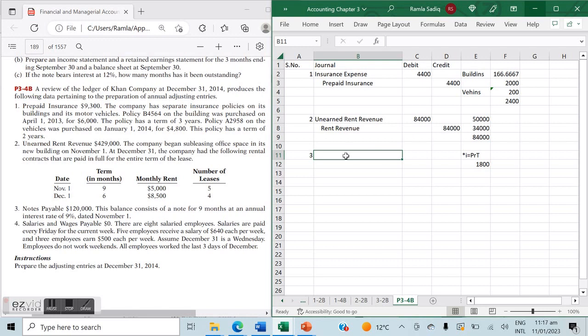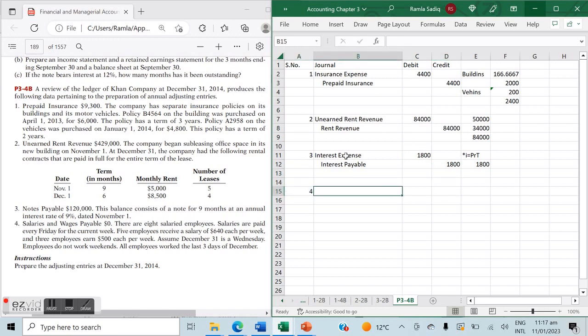Because this is an adjustment of interest, it's an expense and a liability. We've incurred an expense and it gives rise to a liability, and the entry is going to be interest expense debited, interest payable credited, and the amount is going to be $1,800 to $1,800.